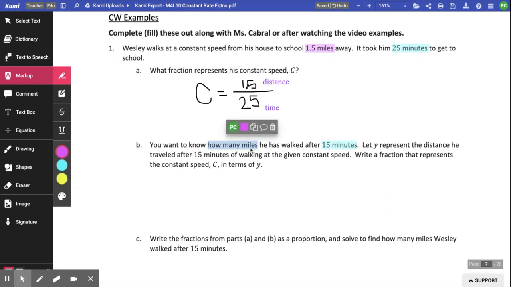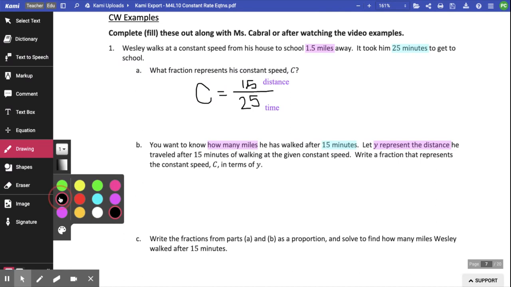And the important part comes next. Let Y represent the distance he traveled after walking for 15 minutes. So they're asking us to figure out how many miles he's been walking and to let us use the letter Y, or the variable Y, to represent the distance that we don't know, because we don't know how many miles he's been walking. And they're asking us to write a fraction that represents his constant speed.